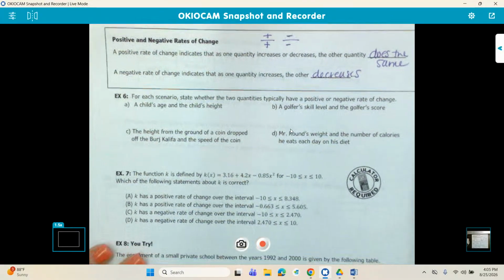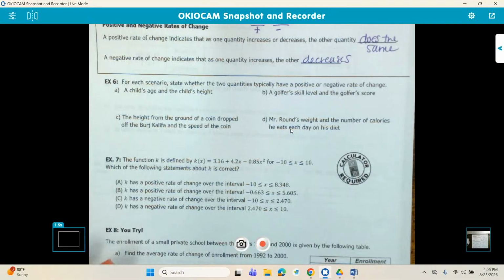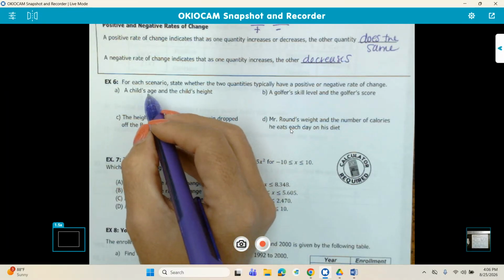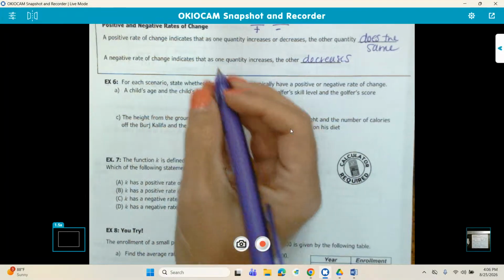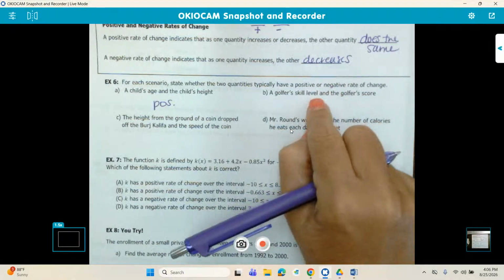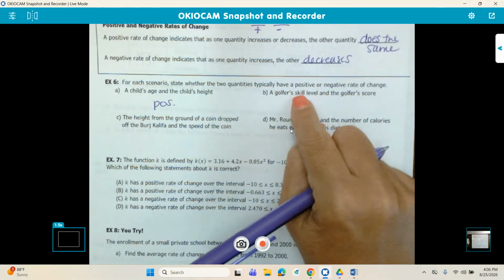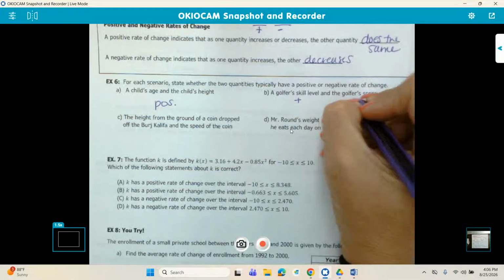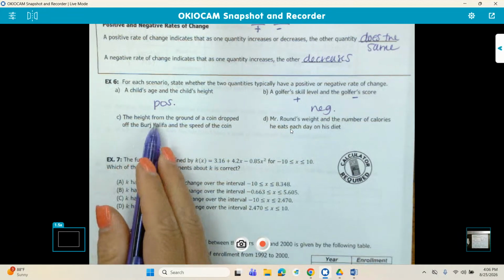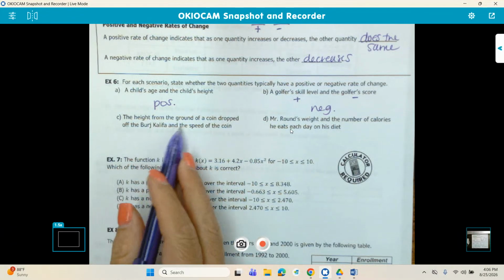All right, so we're going to look through example number 6, and it says, typically, is this a positive or a negative rate of change? So when I look at letter A, a child's age and a child's height. So typically, as the child's age goes up or increases, the child's height also increases, so that's going to be positive. A golfer's skill level and their score. As a golfer's skill level goes up, their score should go down, so those are opposites, so that would be negative.